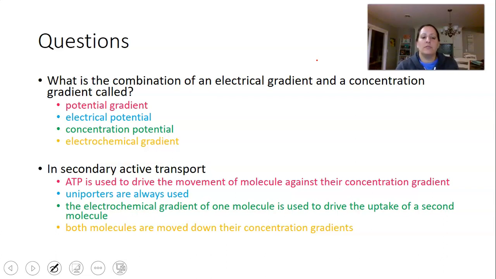And hopefully you answered green, right? So the electrochemical gradient in our example was that sodium gradient. It's going to be used to drive the uptake of, in our case, glucose, that second molecule.